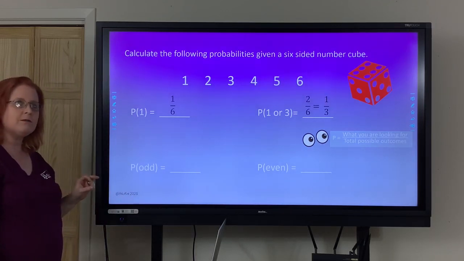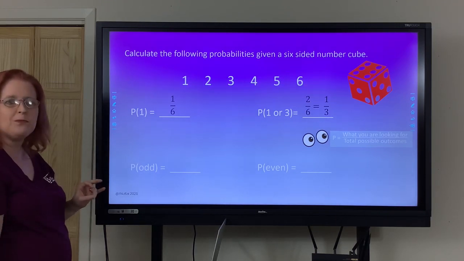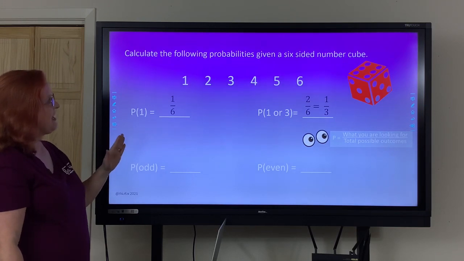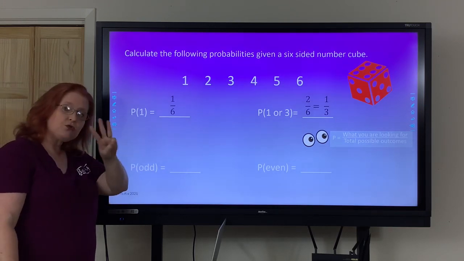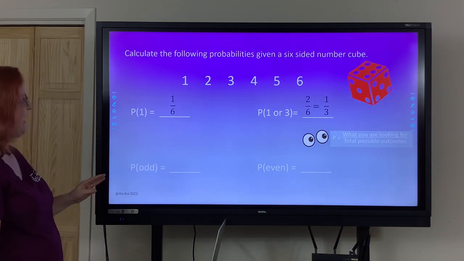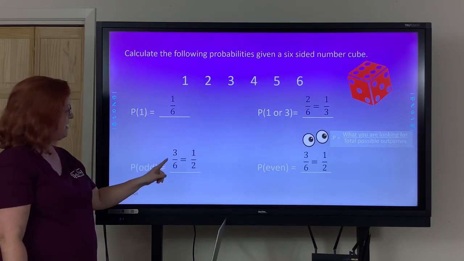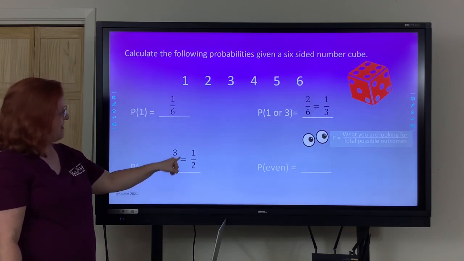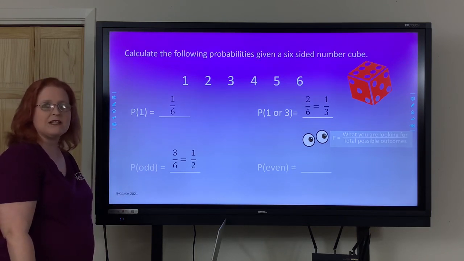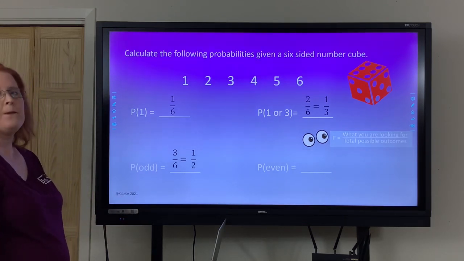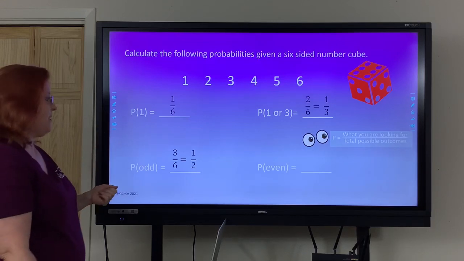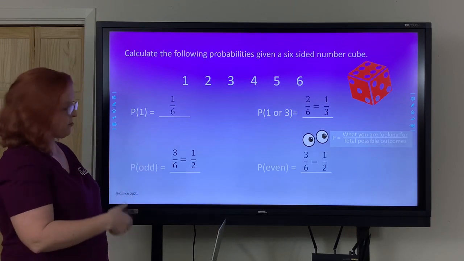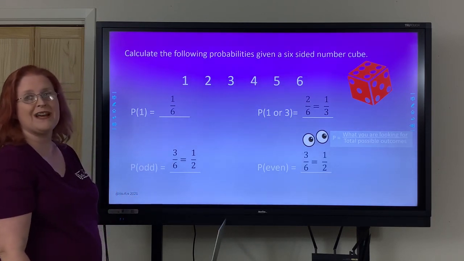All right, what about odd numbers? Okay, remember, odd numbers are numbers that are not divisible by 2. And so in this case, that's going to be 1, 3, and 5. So that means there's 3 of them that we can get. So we can get 3 out of 6, and that gives us 1/2 chance, or 50-50 chance of getting an odd number. Our even numbers would be 2, 4, and 6. Again, 3 out of 6, so we would have 1/2.